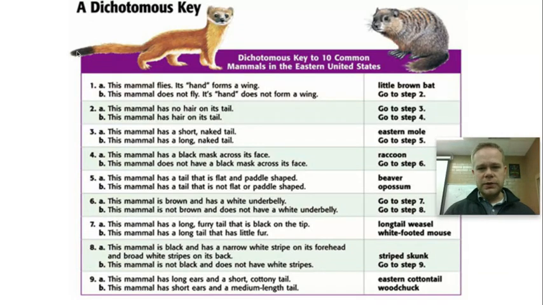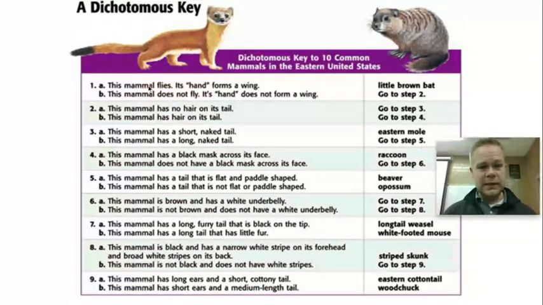And all you do is, let's say we're going to do this creature right here on the top left. Let's say we see that creature running across our trail. Well, you're going to always start at the first question. You always begin at number 1. And you choose whichever statement best describes the creature.